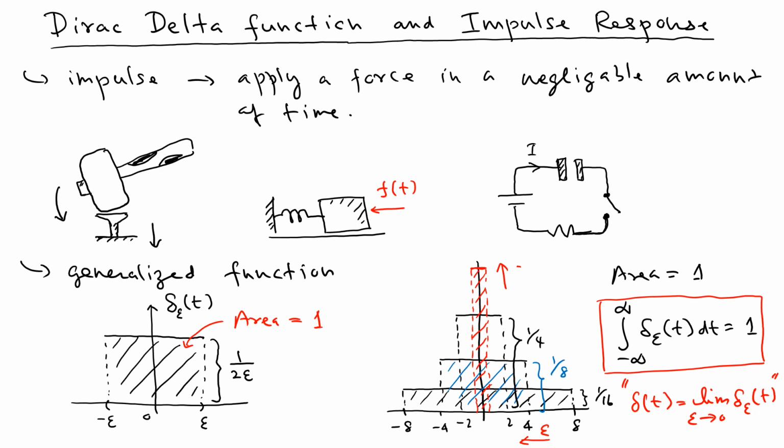We're going to define this function using properties. We already have one property: when you integrate, you get 1. That's the one property. The other property, because of this limit definition, is that this function is only non-zero.